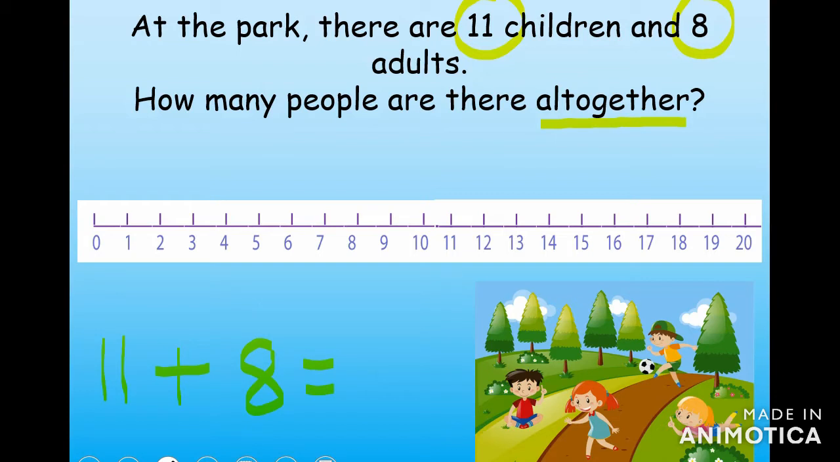Now, to solve this, we can use our number line. If you don't have a number line at home, you can draw one out to help you. So we're going to start at the number 11 and we're going to count on 8. We're going to go 1, 2, 3, 4, 5, 6, 7, 8, which takes us to the number 19. So we know that 11 add 8 equals 19. Now that solves our word problem because it says how many people are there altogether, and we now know that there were 19 people in the park.